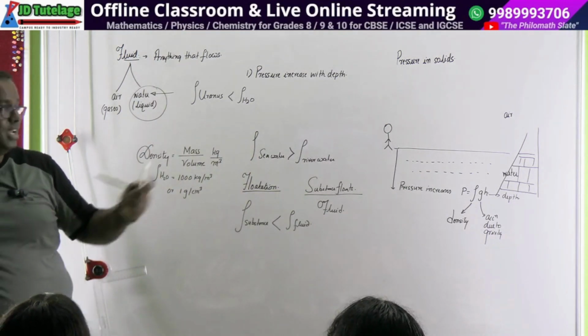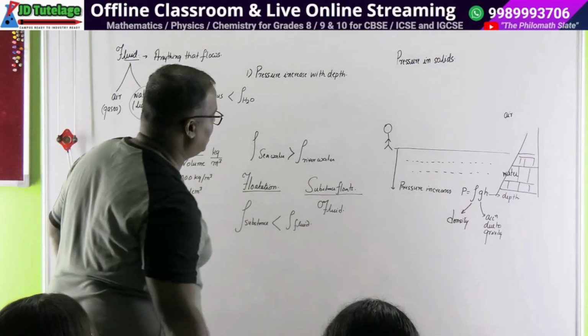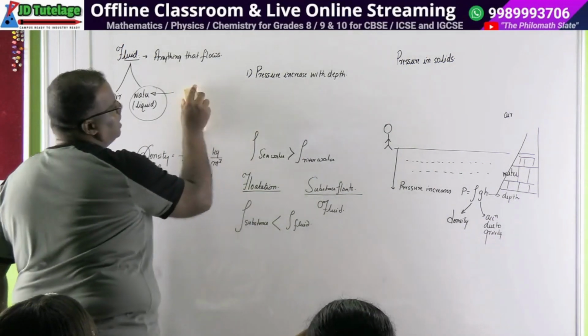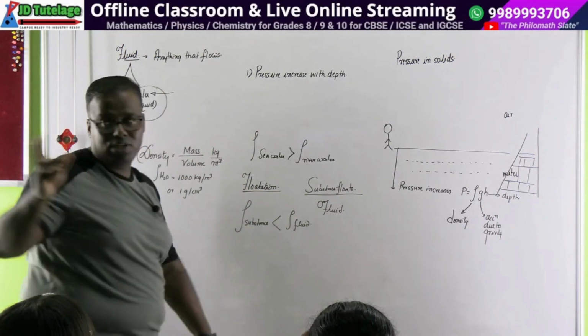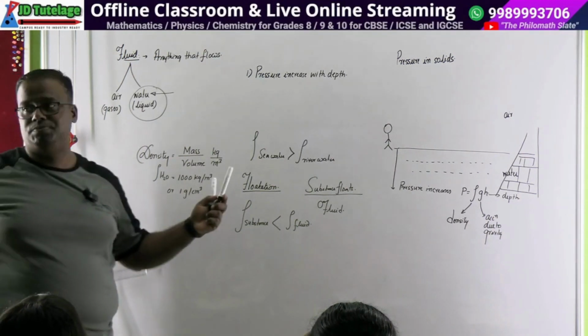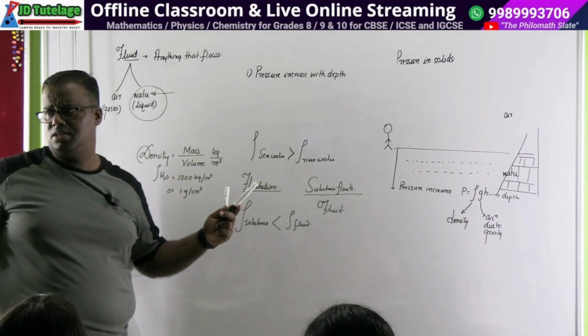Very interesting. Remember this. For anything to float, the density of that item has to be less than the density of water. Now the question arises, interesting is, how do we float? Our density has to be made less.